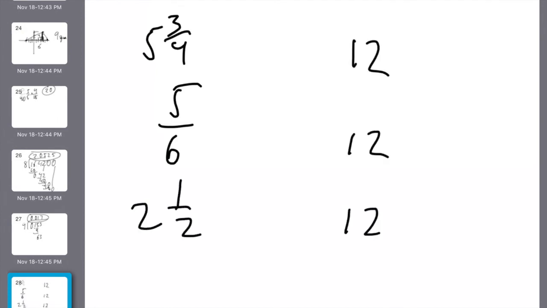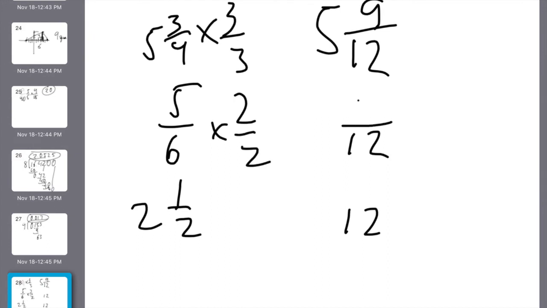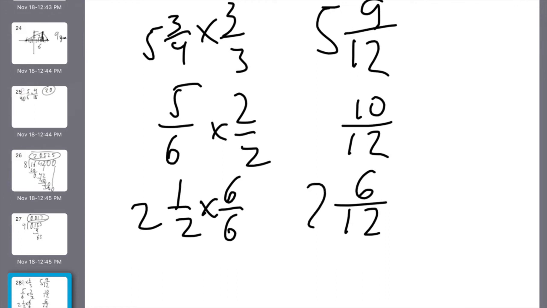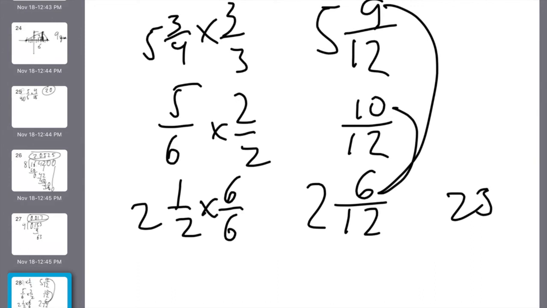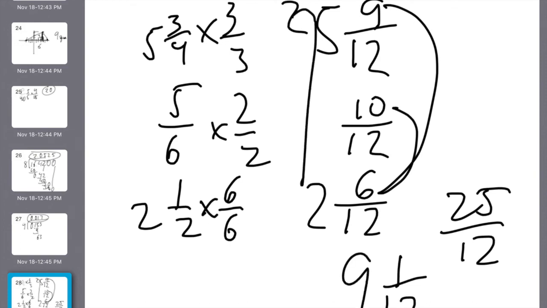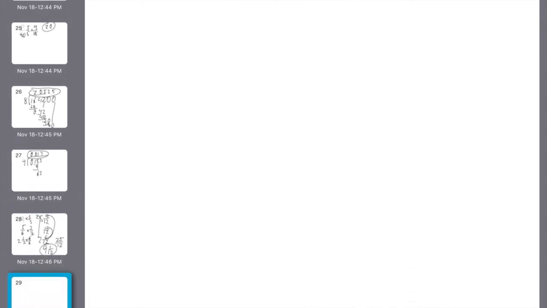Times 3's is 9 12ths. Don't forget your 5. Times 2's is 10 12ths. Times 6's is 6 12ths with a 2. Adding together, 15 plus 10 is 25 over 12. That goes in there 2 times, and I'm left with 1 12th left over. 2 plus 5 is 7, plus 2 is 9. 9 and 1 12th. And last is number 28.